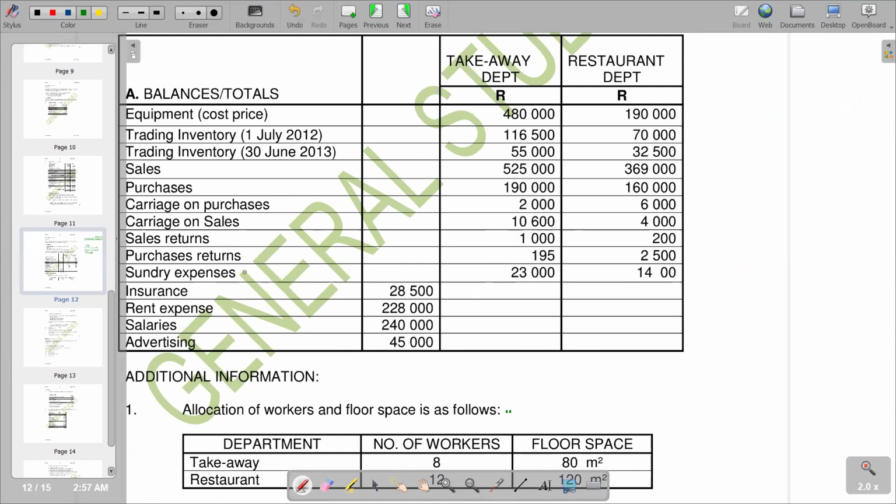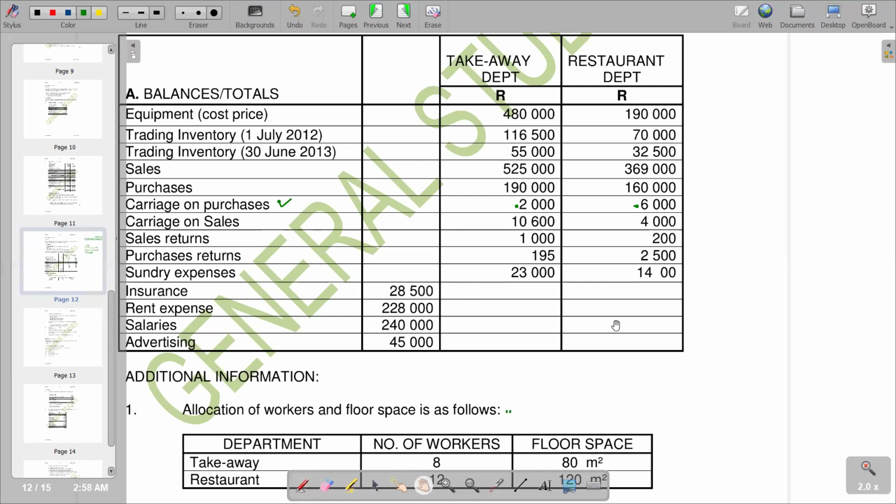So you see that carried on purchases, we have it here: 2,000 for takeaway department and 6,000 for restaurant department. Before you enter these figures, you need to go to the additional information and see if you've got any adjustment that is affecting carried on purchases. If you don't have, you can just take the figures as they are and put them in your income statement. In this case, we do not have any adjustment affecting our carried on purchases, so we can take out 2,000 and 6,000 representing our carried on purchases.